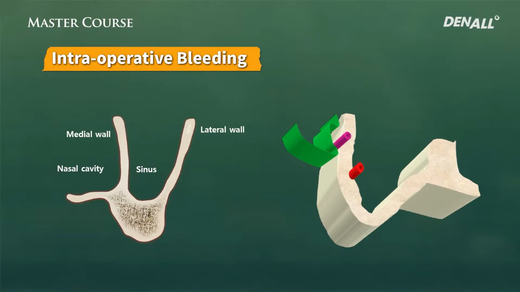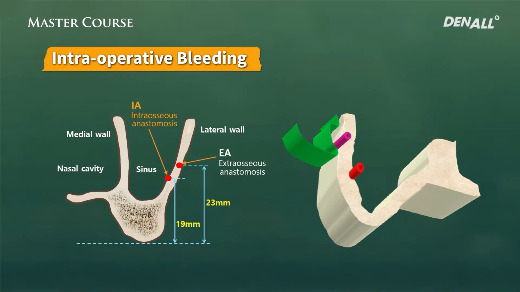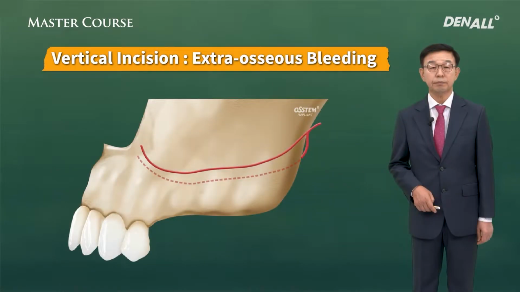As you all know, on the exterior wall of the sinus, anastomosis is formed between the posterior superior alveolar artery and the infraorbital artery. In other words, there's intraosseous anastomosis, and there's extraosseous anastomosis as well. The intraosseous anastomosis is normally 19 millimeters superior from the alveolar crest, and the extraosseous anastomosis is approximately 23 millimeters superior to the alveolar crest.